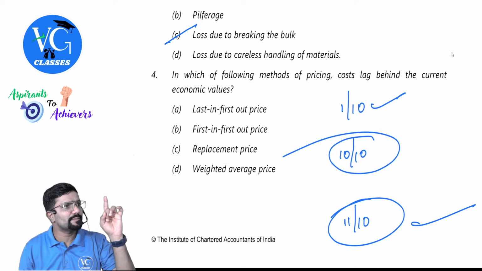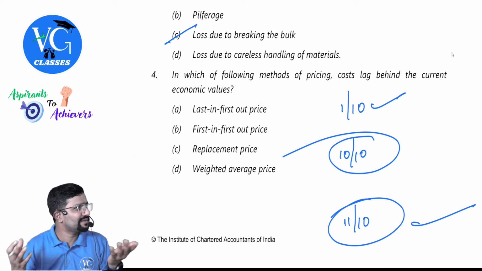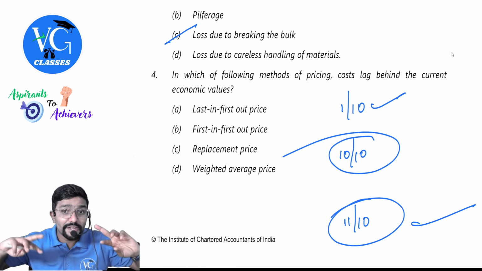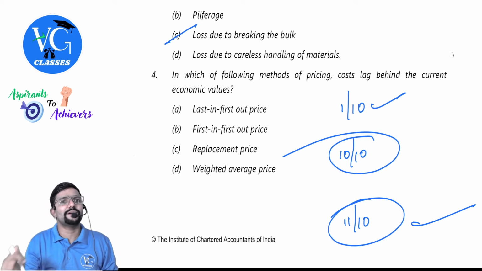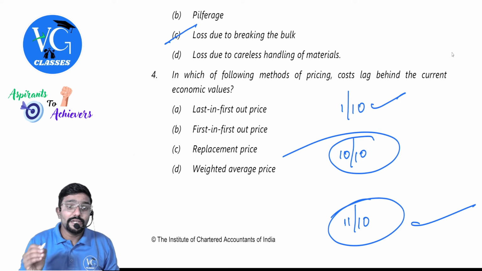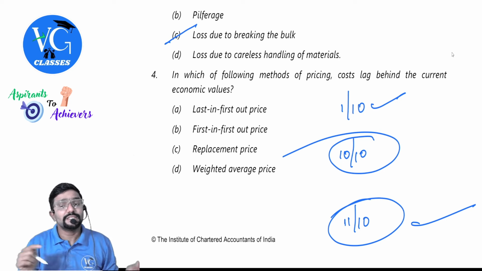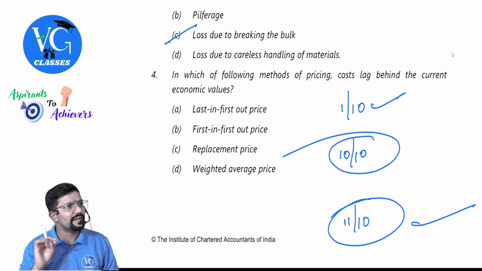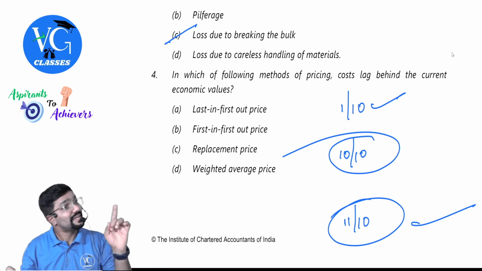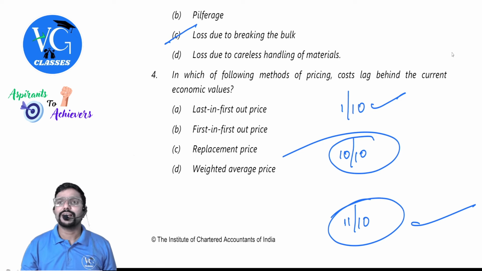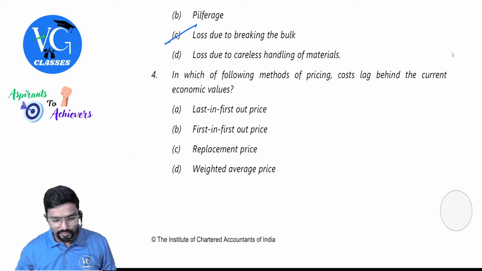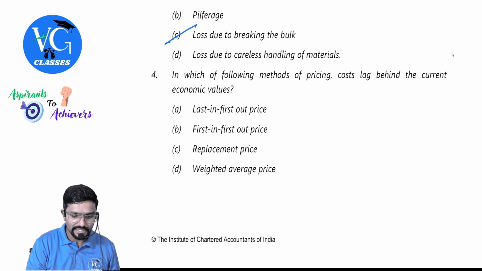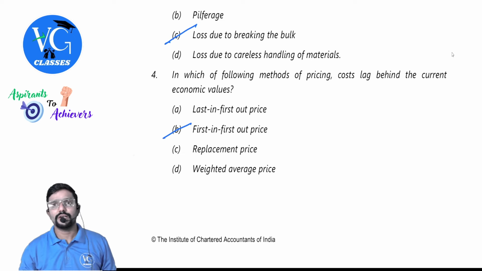Hope you're understanding the reason, because you cannot mug up all these sentences; they may not use the same wording. If they reframe the same question in a reverse way, for example, asking under which of the following methods cost is nearer to or almost equal to the current market values or economic values, then the answer would be last in, first out. So for this question, the answer would be first in, first out, guys.